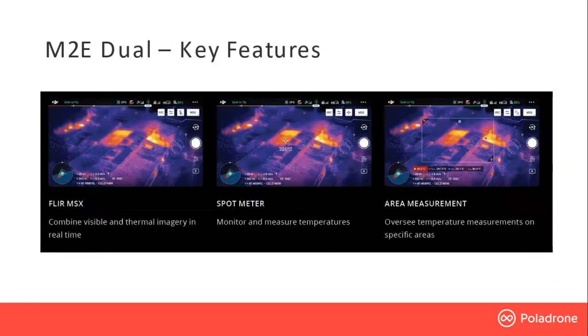And the key features that the Mavic 2 Dual comes with is basically MSX. As I explained earlier, MSX is the combination of visible and thermal imagery in real time. We also have a spot meter, which helps you monitor and measure the temperature. And the last one is the area measurement. With this function, when you draw a box on the screen, the highest temperature and the lowest temperature will be shown on the screen.